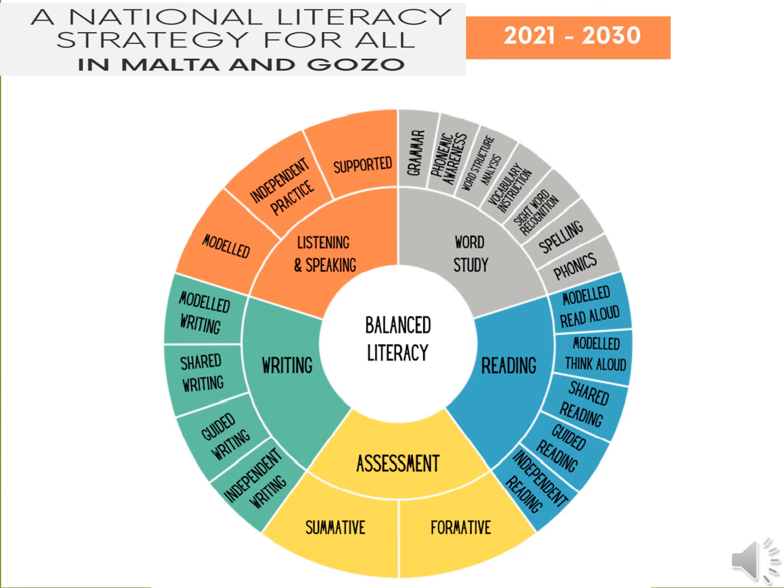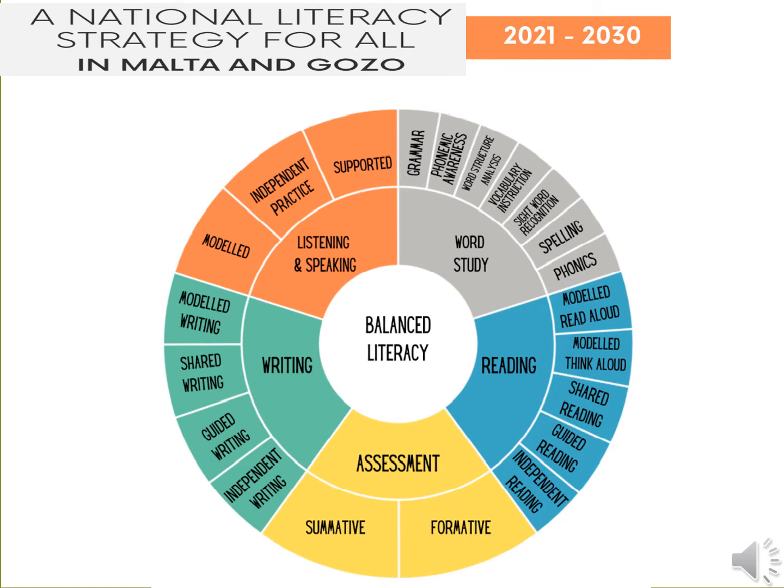Let us have a look at this very important wheel. This is the Balanced Literacy Approach wheel. It features the main balanced literacy strategies and the different forms of assessment applied to it. Each section is featured in a different color for ease of distinction between the strategies. In this session, we are going to highlight the blue section featuring the reading strategies. That is the modeled read aloud, the modeled think aloud, shared reading, guided reading, and independent reading.